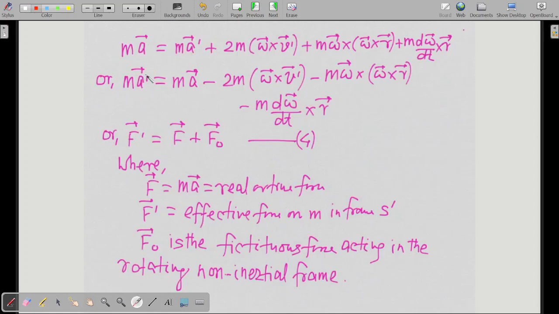So ma prime vector equals ma minus 2m omega cross v prime minus m omega cross omega cross r minus m d omega by dt cross r. So you can write ma prime as F prime, the force with respect to the S prime frame. This is the force with respect to the S frame. So this is the force with respect to the non-inertial frame, and this is the force with respect to the inertial frame, right? And this will be equal to your pseudo force.